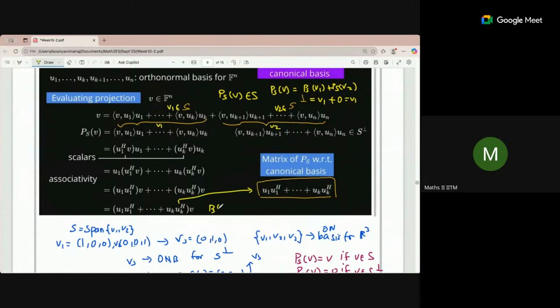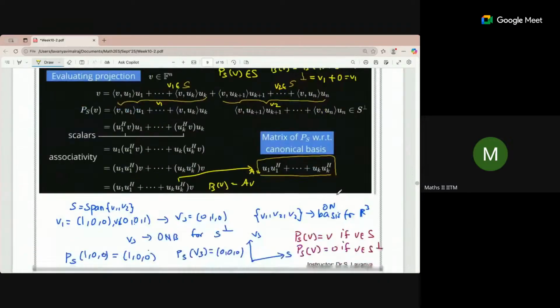So P_S of v is equal to, let's call this, I don't know, some Av, where A is this matrix. So to find the matrix representation of P_S, you need to look at the orthonormal basis of S and then you have to compute this. That's all.